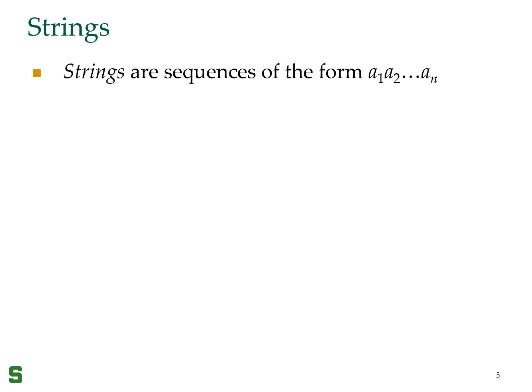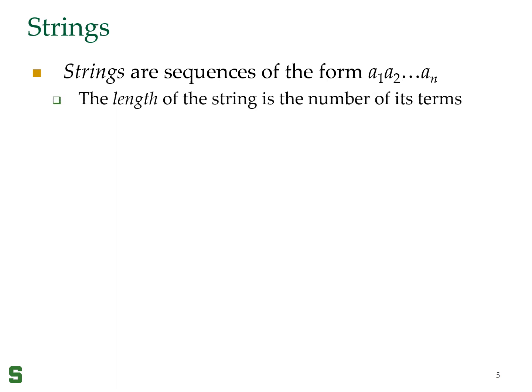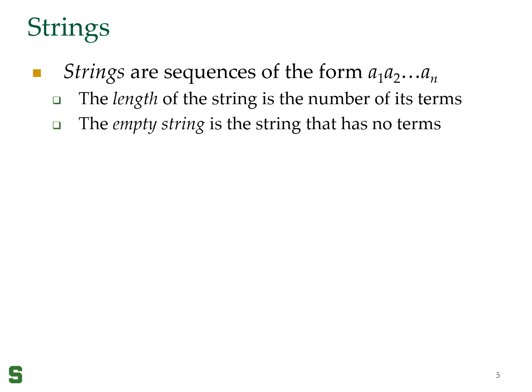Strings are a sequence of the form a1 through an. So in a sequence we had different terms. In a string we are going to concatenate them together. The length of the string is the number of terms in that string. So if I had the empty string, that means it has no terms, its length is 0.